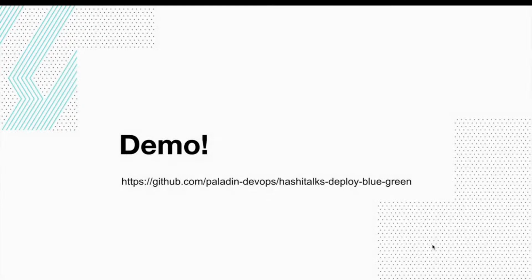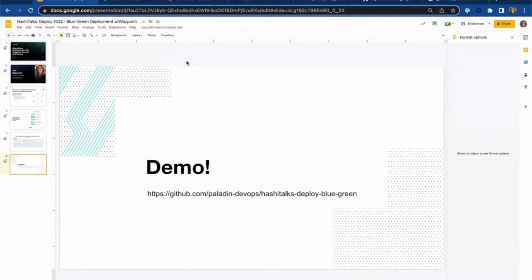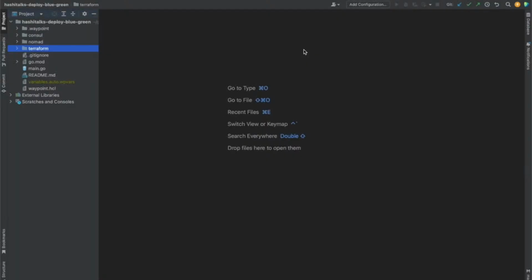And if you'd like, you can follow along in my Git repo at the URL here, a repo named HashiTalks deploy blue-green. So without further ado, let's jump over into my editor, which is GoLand. And this is that repo just cloned down on my machine here.